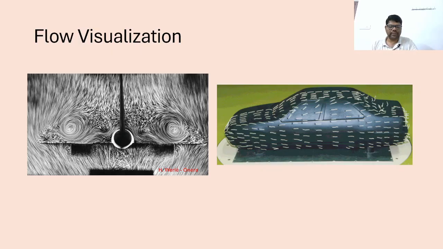So we have come to the end of lecture number 2. In this lecture, we looked at the 3 categories of experimental investigation, namely direct measurements, where we predominantly use the wind tunnel as the experimenting device. Then the second experimental investigation method is the analog method. And the third experimental investigation is flow visualization.